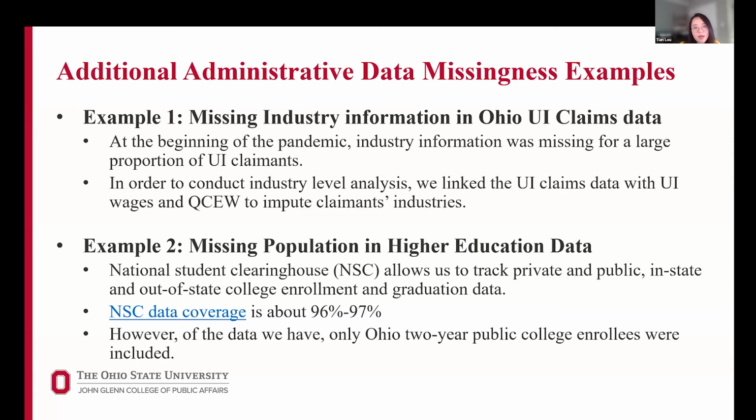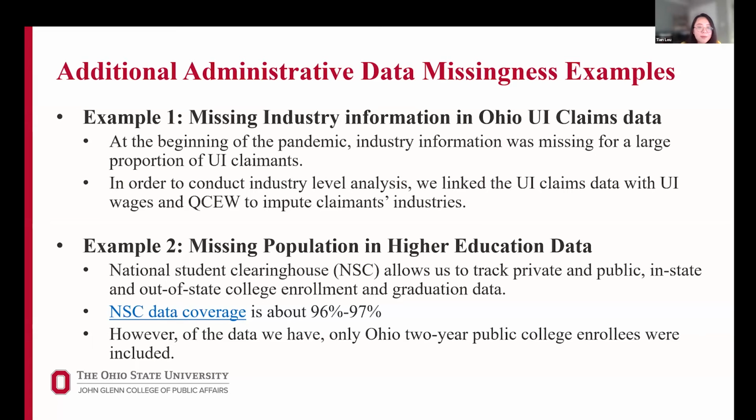And as you can envision, if we want to conduct industry-level analysis, the missingness in the industry information is very likely to be biased, because the pandemic hit a few industries particularly hard, like accommodation and food services, and also manufacturing industries. So the way we deal with this missingness is that we linked the UI claims data with both UI wages and also QCEW, and used the quarter of their employment prior to when they filed UI claims to impute the missing industry information.